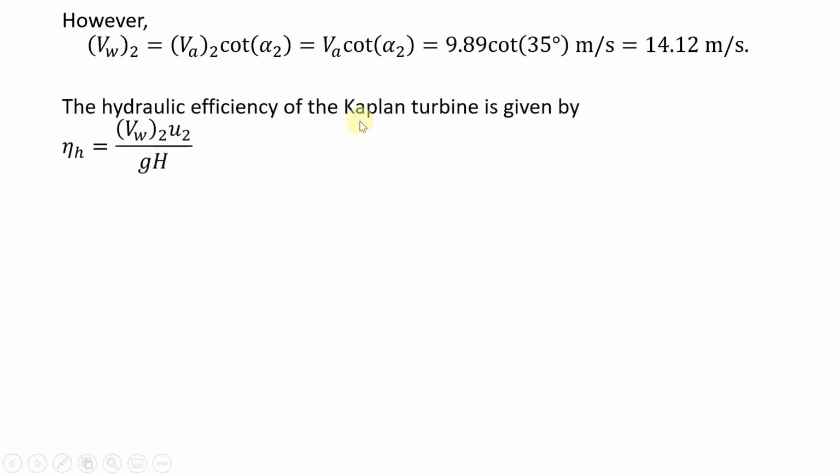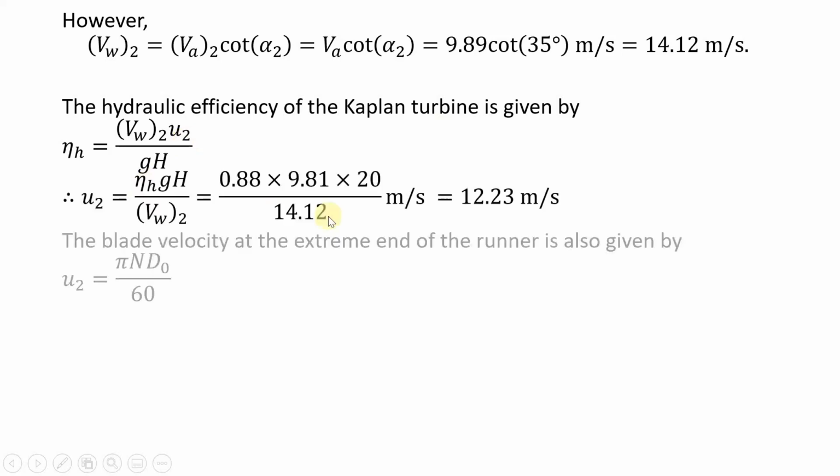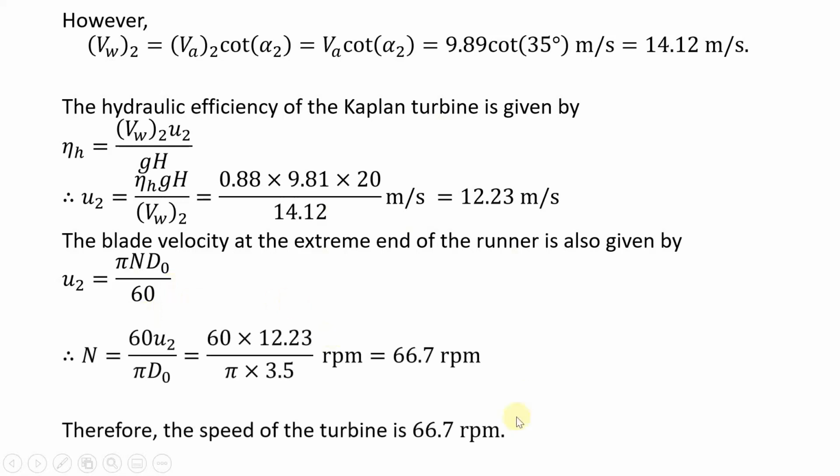Now the hydraulic efficiency of the Kaplan turbine is given by eta hydraulic is equal to Vw2 U2 divided by GH. And when we simplify this, we obtain the blade velocity, that is 12.23 meter per second. Now the blade velocity at the extreme end of the runner is given by U2 equal to pi d0 N by 60, and when we simplify this, we obtain the value of the rotational speed, that is 66.7 rpm.